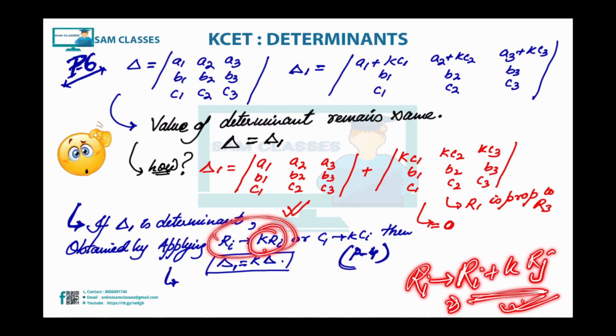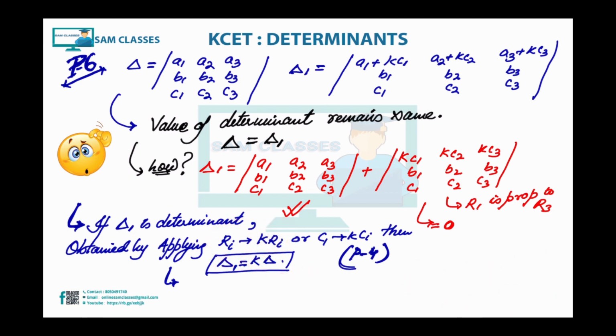Now property 4: if you are multiplying k to some row, then the value of the determinant becomes k times that. Clear? Now there is a difference between scalar multiplication to a matrix and scalar multiplication to a determinant. Both these things are different. So we'll show you, don't worry.